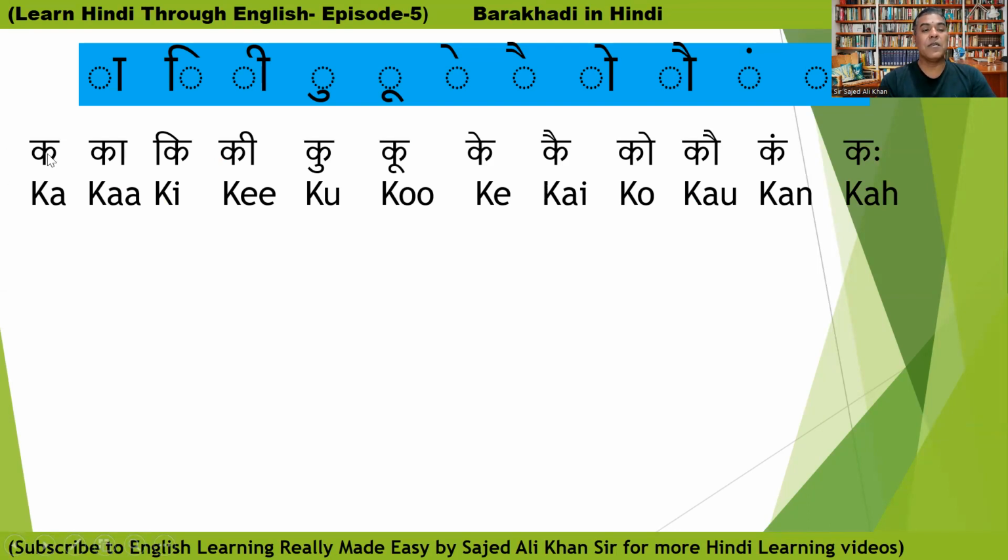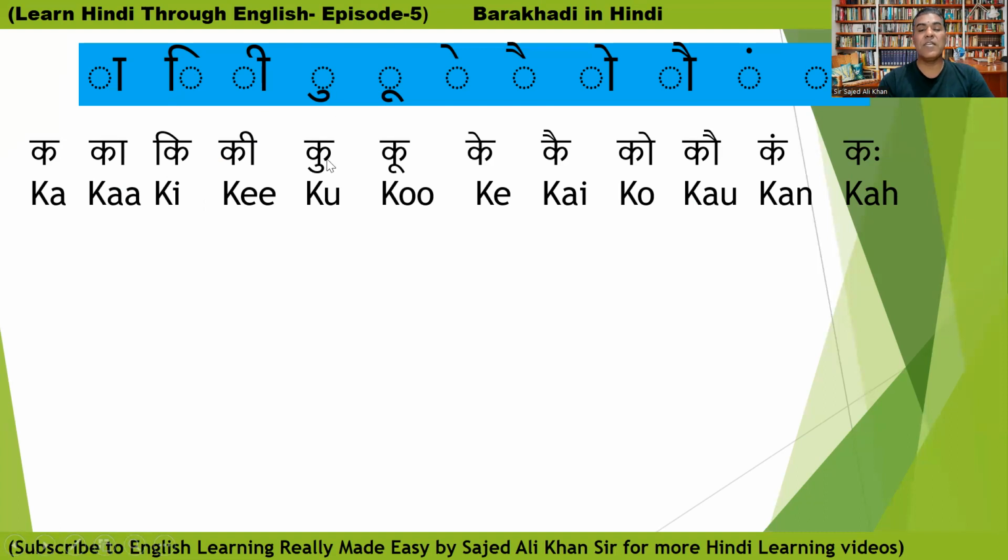This is K. K has no matra, no symbol. But when we add this matra, it is dragging the sound, ka. Then this is the small e that is giving the sound of ki. When we apply this matra to K, it gives the sound a different shape, like ki. But when we use this matra, meaning big E, it drags the sound to a longer position, like ki. This is small ki and this is long ki.